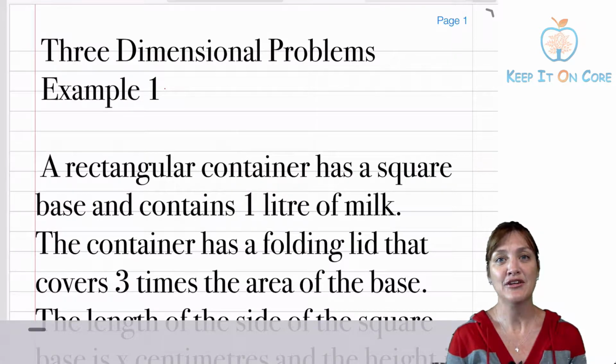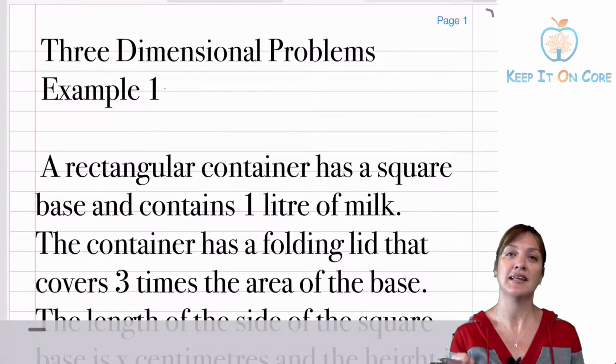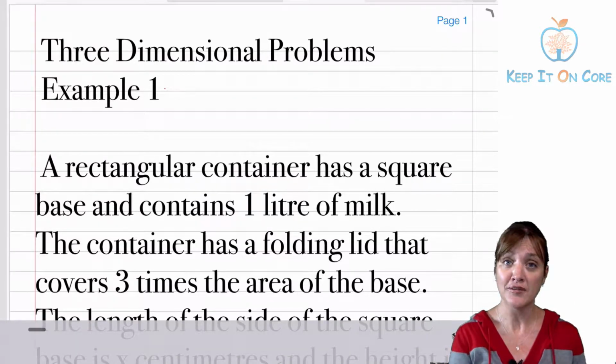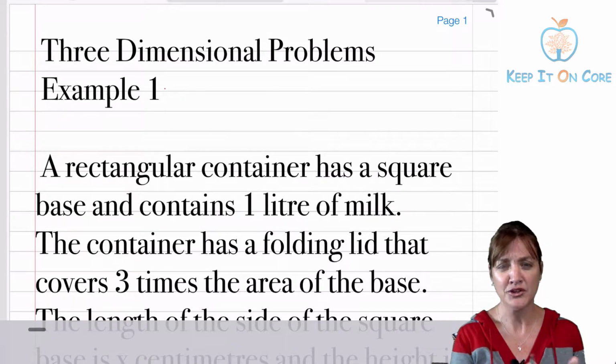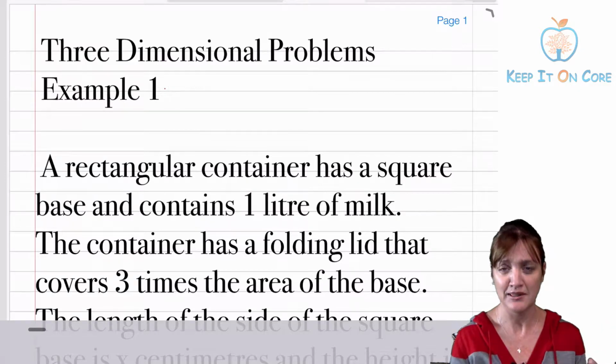Okay, now let's have a look at three-dimensional problems involving maximum and minimum. Three-dimensional problems are typically going to start involving your volume and your surface area. So make sure that you have really got your head around how we put those formulas together.